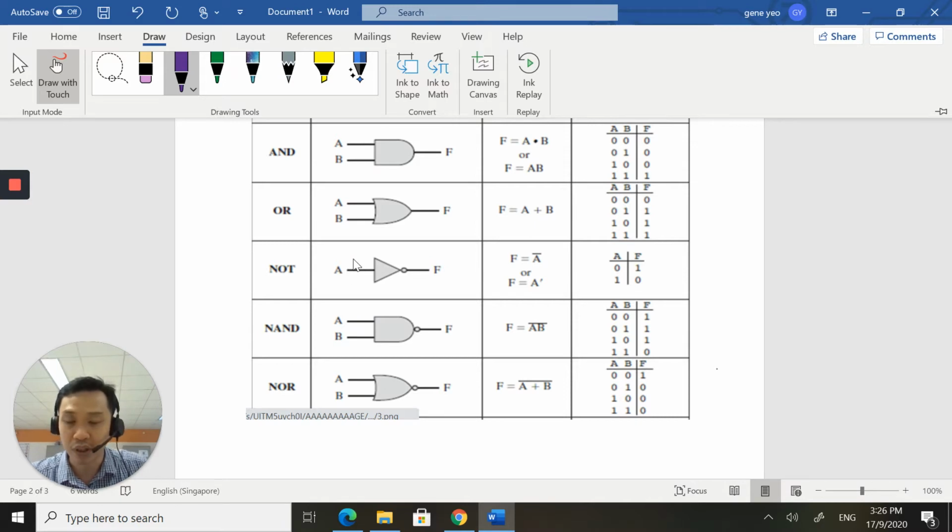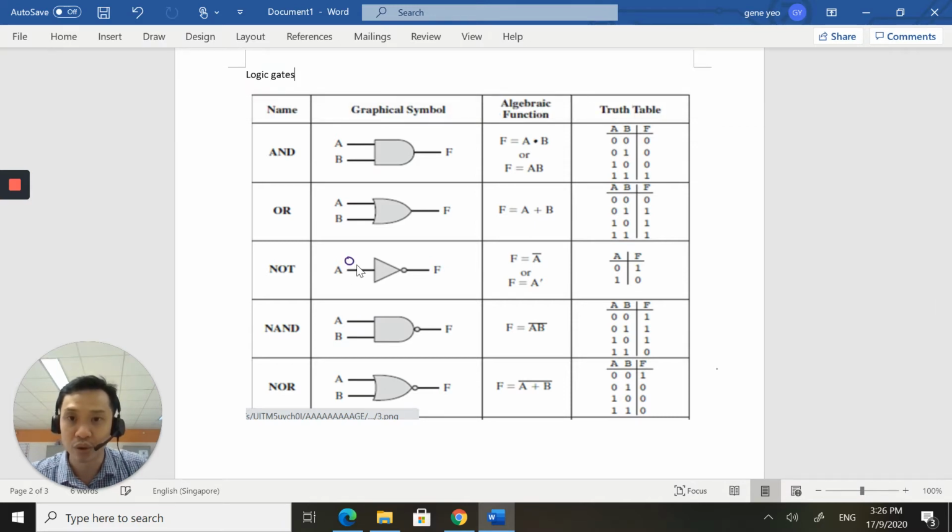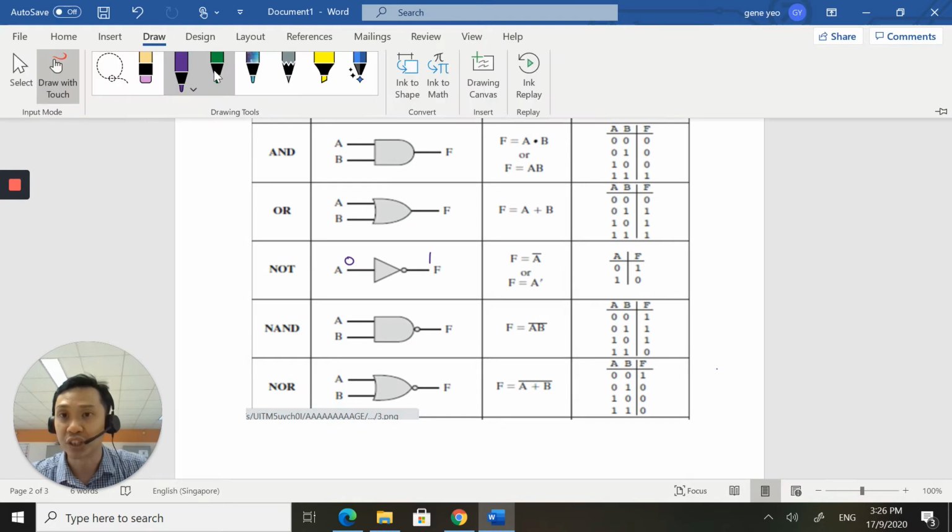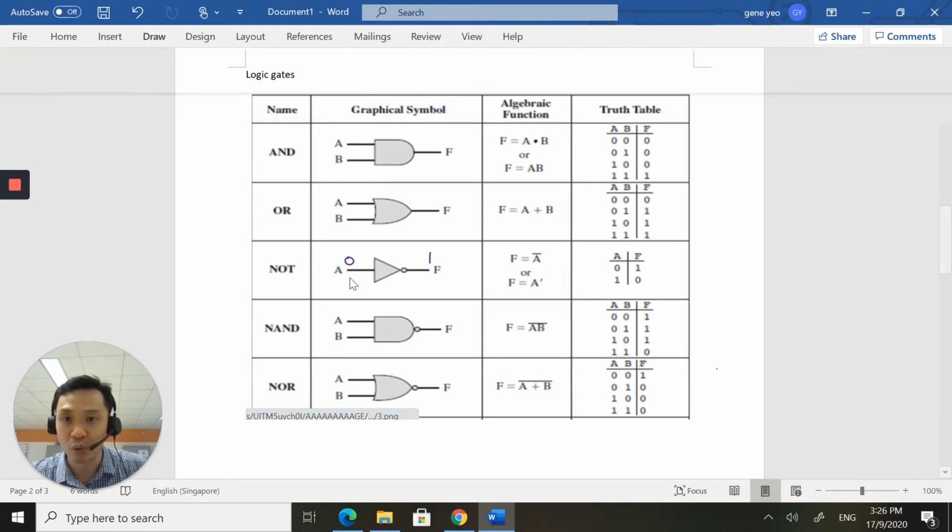So for example, if I put in a 0, a NOT of a 0 is a 1. Okay, so it takes the 0, it changes it to a 1 for you. But if you put a 1, it will give you the opposite. It will give you a 0.